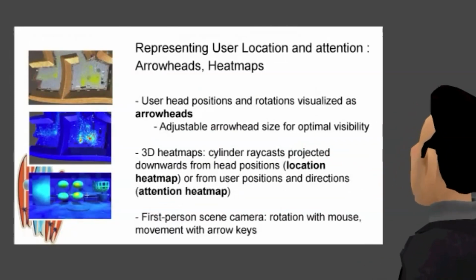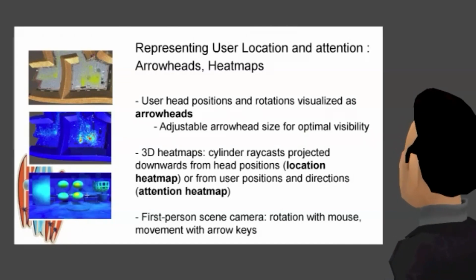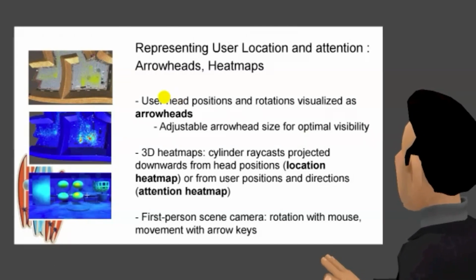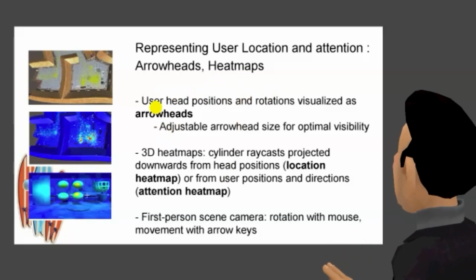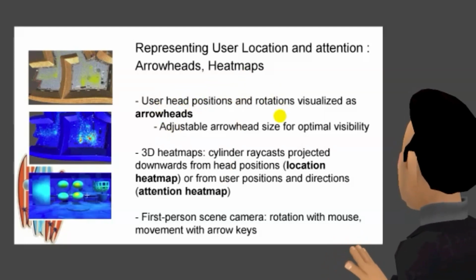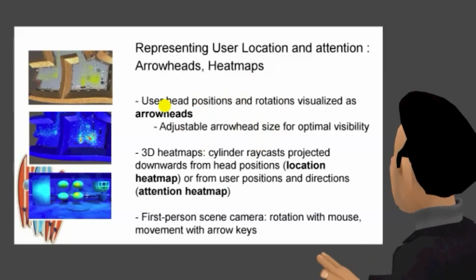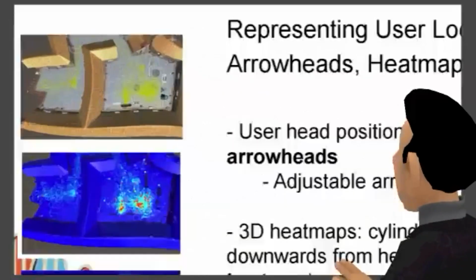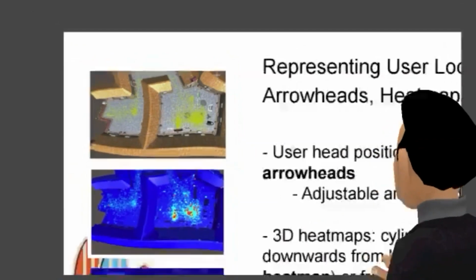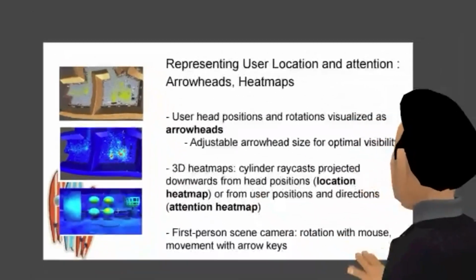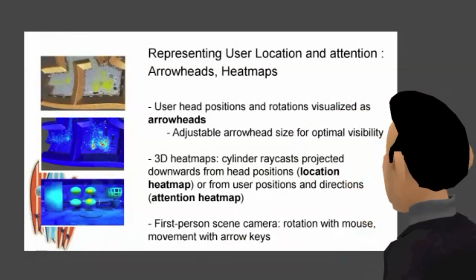Now, let me show you how I represent user location and attention. I used arrowheads and heat maps. For user head position and rotation, I used arrowheads for visualization. So they look like this. These yellow ones are arrowheads. And the arrowhead size is adjustable for optimal visibility.